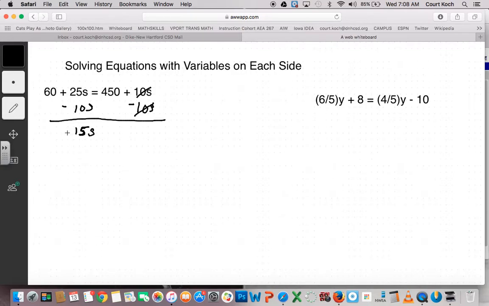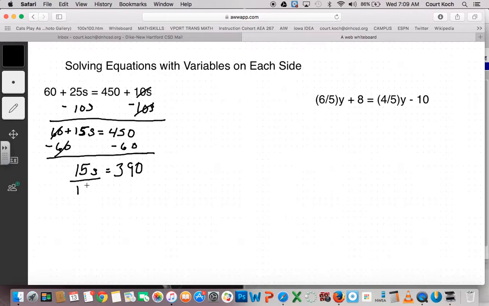Now I write the rest of the problem so that I know what I have left to deal with. Now I have this 60 over here, and it's a positive 60, so I'm going to subtract 60. Now I have 15s because this cancels, equals 450 minus 60 is 390.